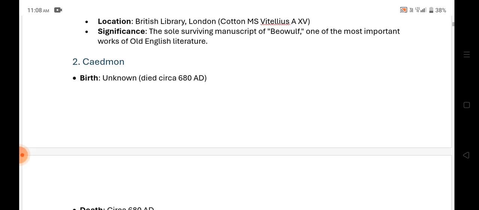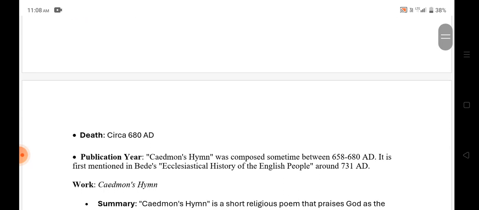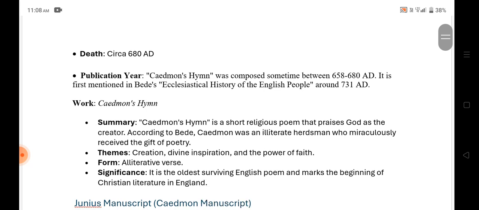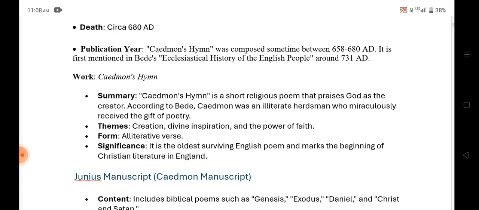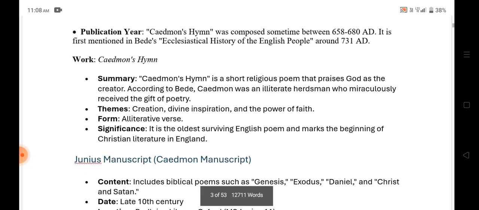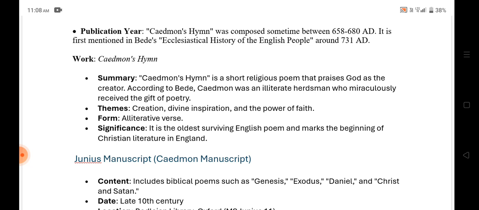His birth is unknown and he died around 680 AD. He composed Caedmon's Hymn between 658 and 680 AD. It is first mentioned in Bede's Ecclesiastical History of the English People around 731 AD. Caedmon's Hymn is a short religious poem that praises God as the creator.